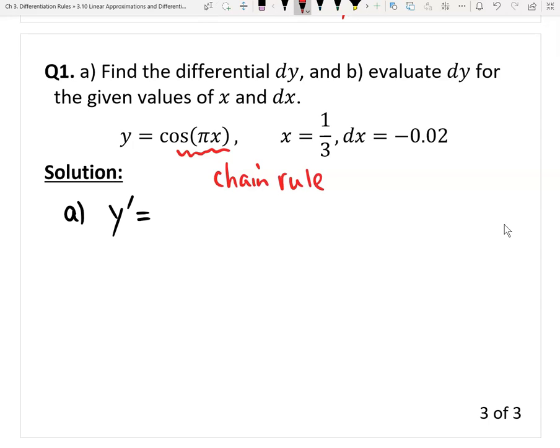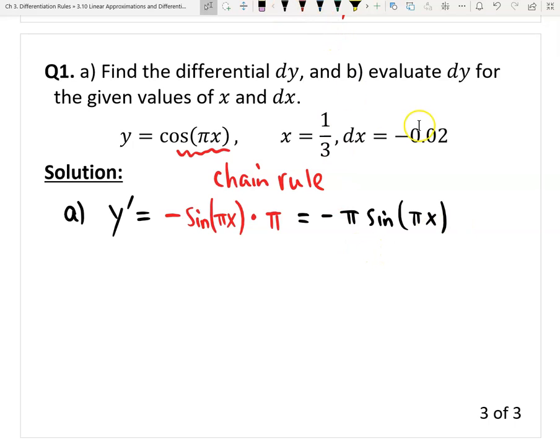The derivative of the outer, which is cosine at u, is negative sine at u. u is pi x. No problem, right? And then times the derivative of the inner. The inner, of course, is pi. So we times just the pi. I can change the order a little bit. Can you see we get negative pi times sine at pi x. So we find the derivative, right?